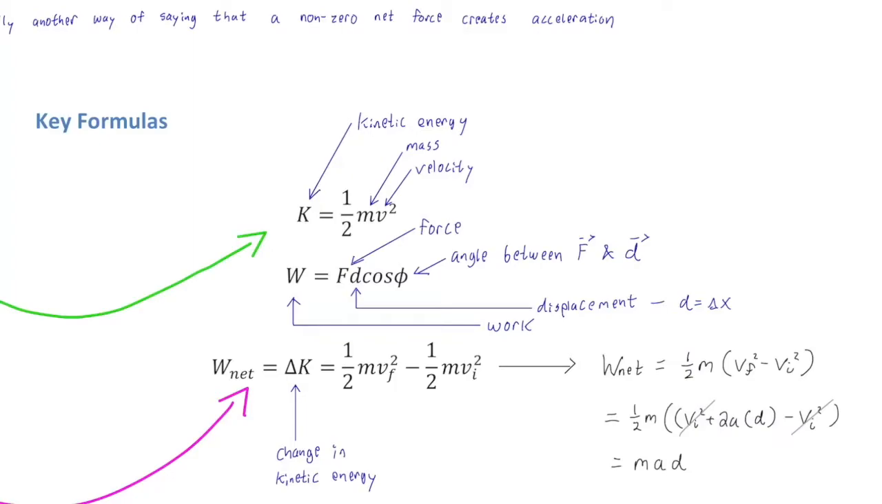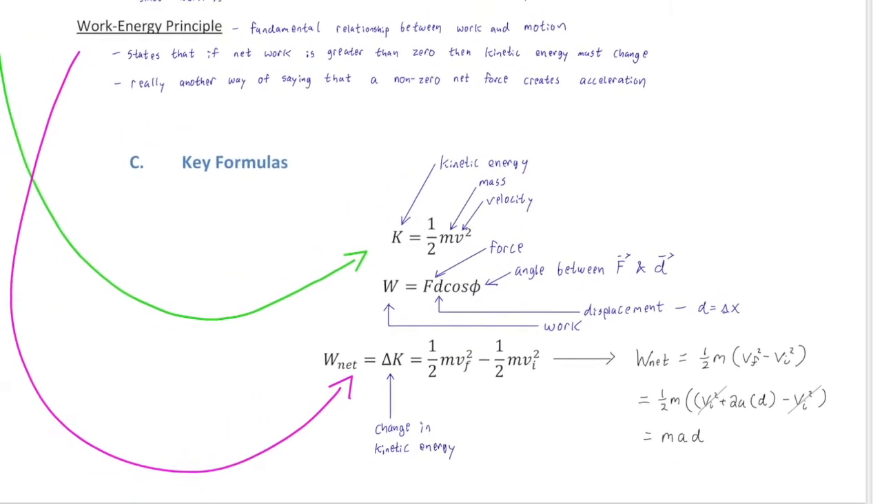So we can rewrite it, and I'm going to do a substitution. I'm going to replace v final with one of the kinematic equations. You probably recognize this one: v final squared equals v initial squared plus 2a times delta x, but here d is just delta x. And look what that does. That cancels out the v initial squared term, and then we find that the net work is just m a d. It's just mass times acceleration times displacement. Pretty cool, right? All right, so let's jump into some problems.